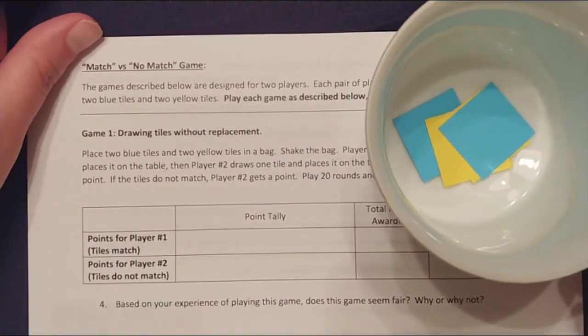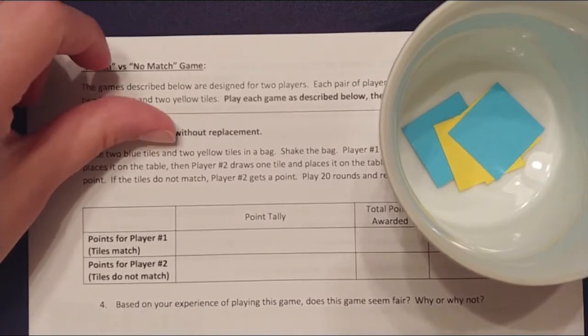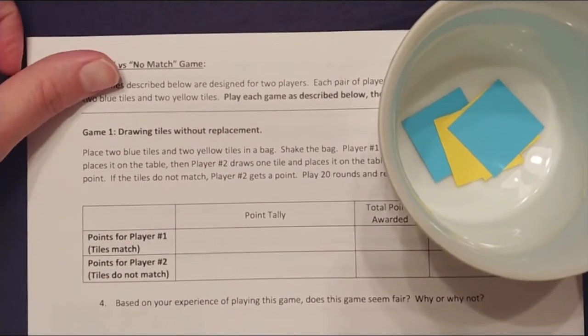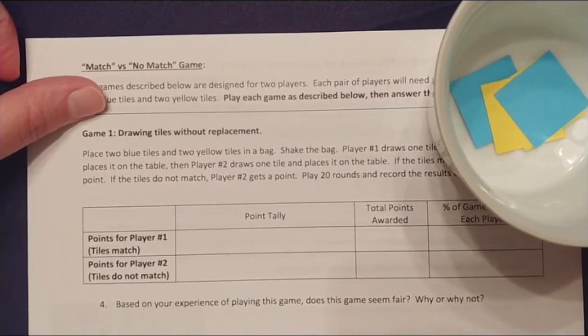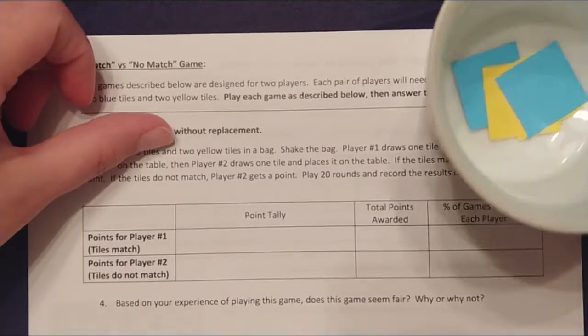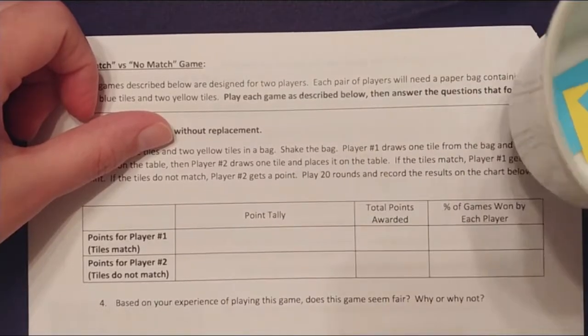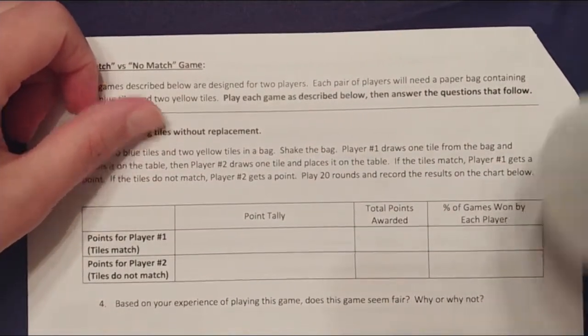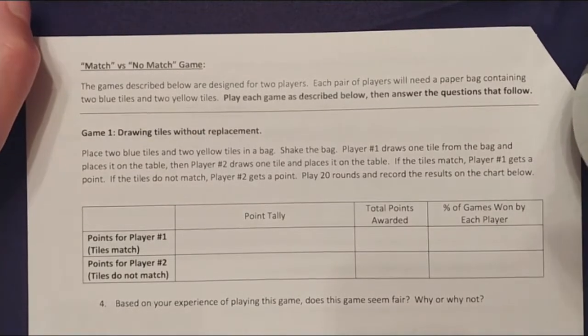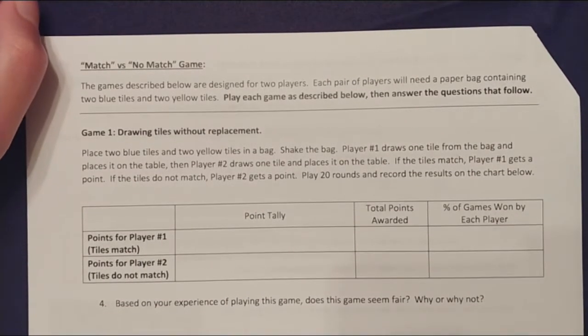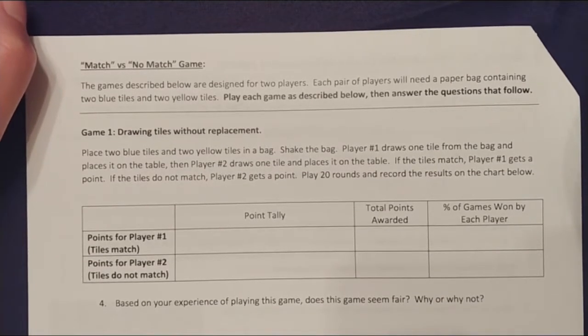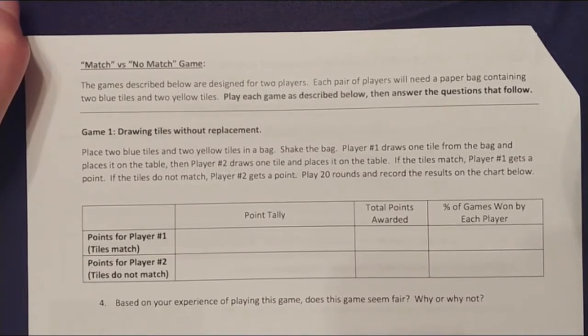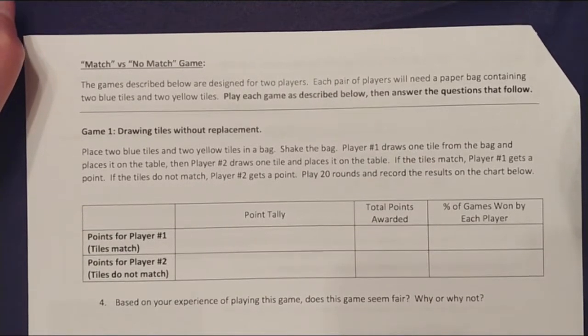Okay, so the first game is drawing tiles without replacement. So place 2 blue tiles and 2 yellow tiles in the bag. Okay, so that's done. Shake the cup, in this case. Player 1 draws 1 tile from the bag and places it on the table. Then player 2 draws 1 tile and places it on the table. If the tiles match, player 1 gets a point. If the tiles do not match, player 2 gets a point. Play 20 rounds and record the results on the chart below.